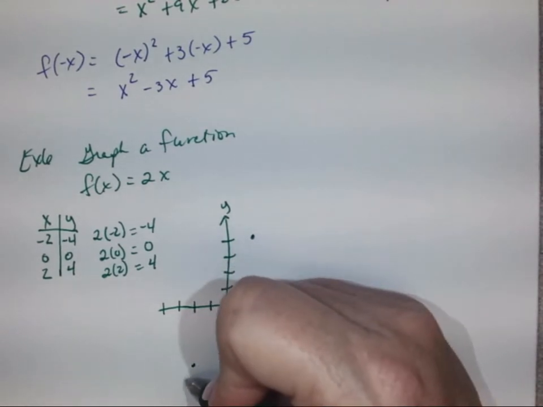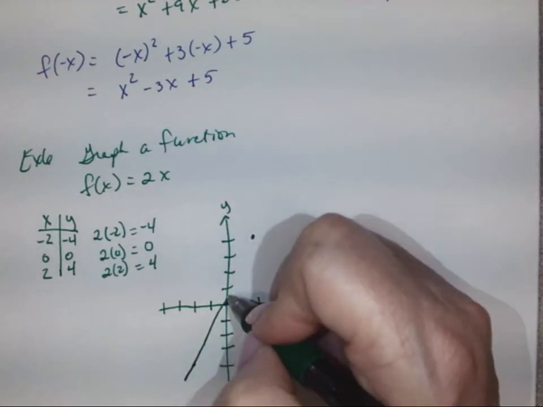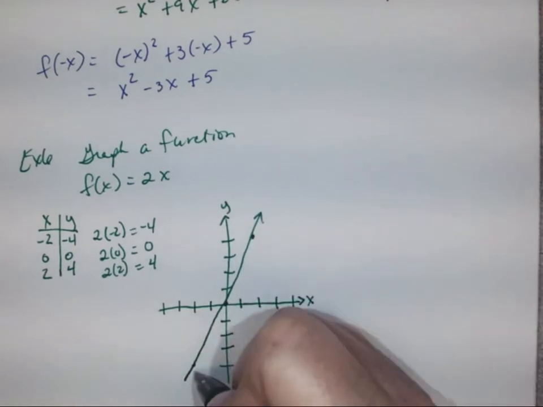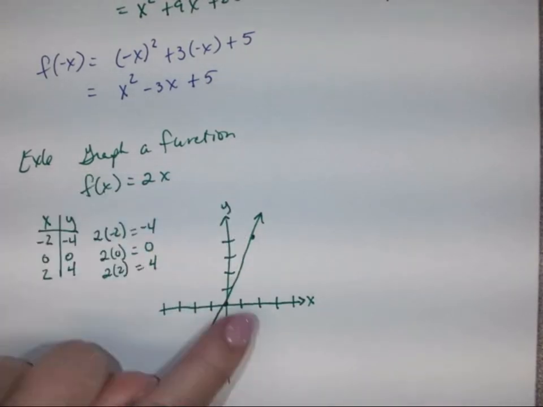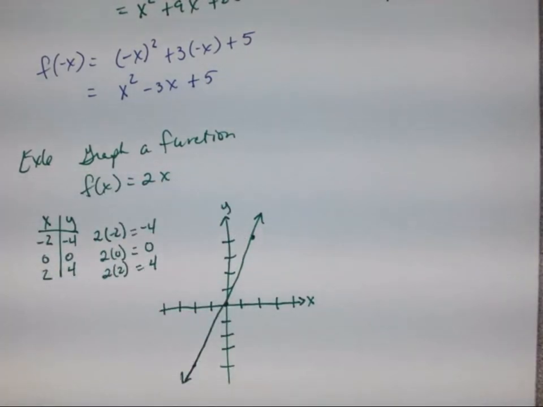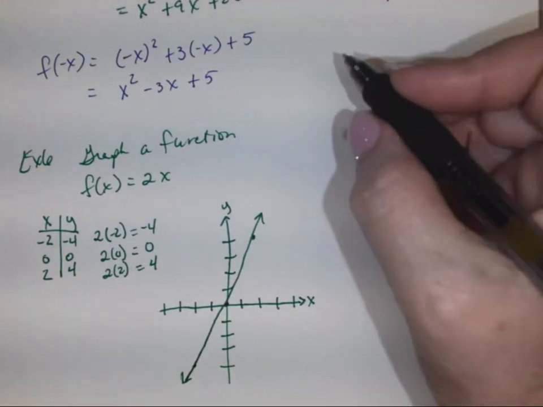So I'm drawing this by hand, so it doesn't always look as great as if you're drawing it on graph paper. But that's what our graph looks like. Is it a function? Well, yes, because I could draw a vertical line at any space on there, and I'm only going to hit it once.